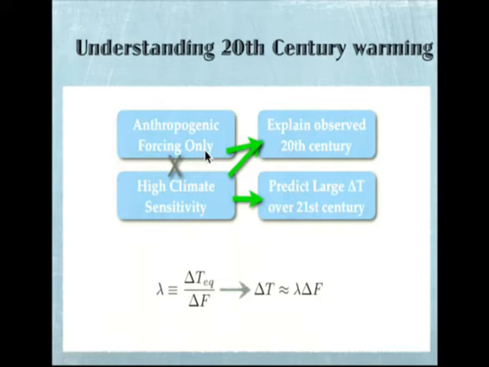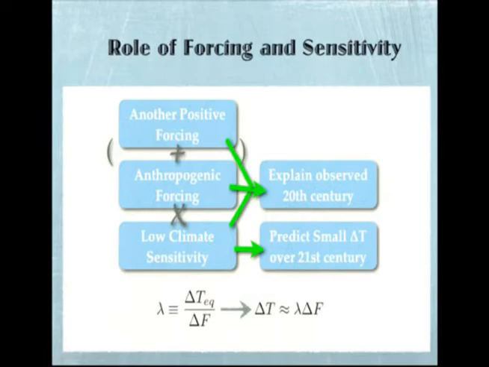Now, if you want to explain the given change in temperature with a given change in the energy budget, you need a high climate sensitivity in order to explain that. However, if there is any additional radiative forcing which has been playing a role over the 20th century, it means that the total radiative forcing over the 20th century was larger.